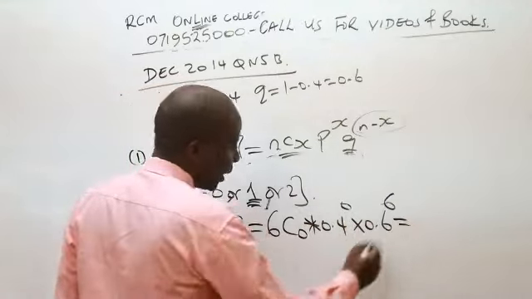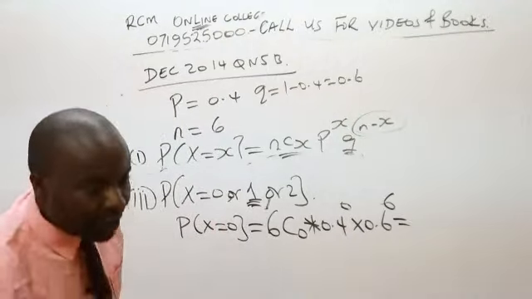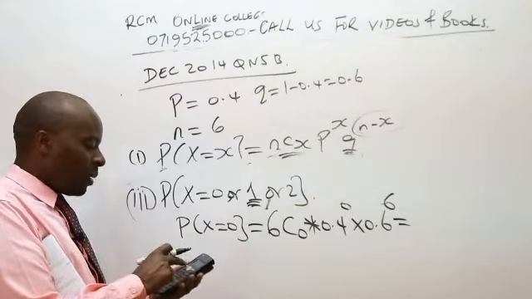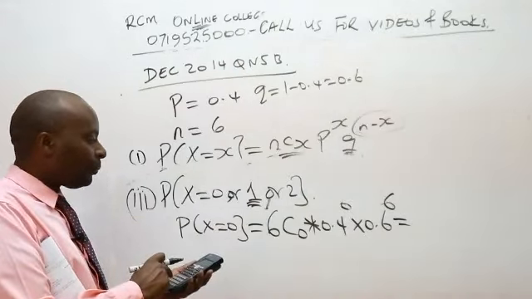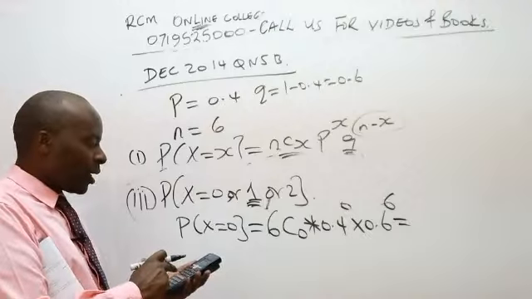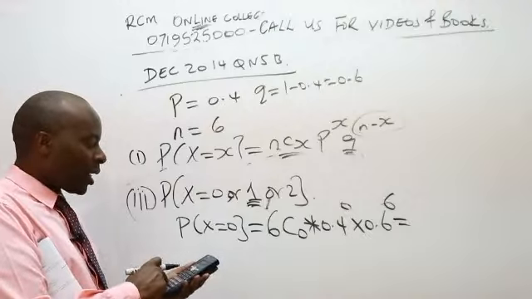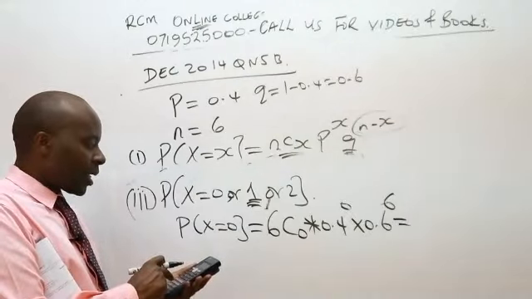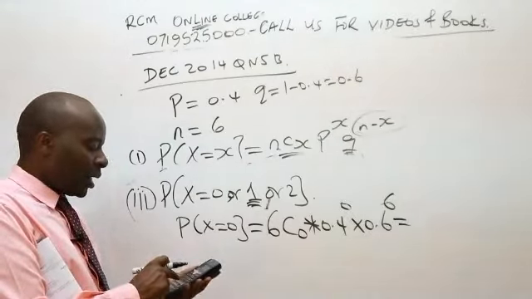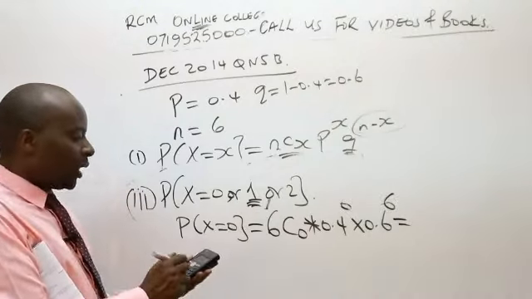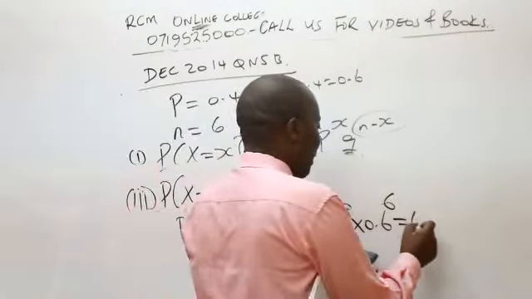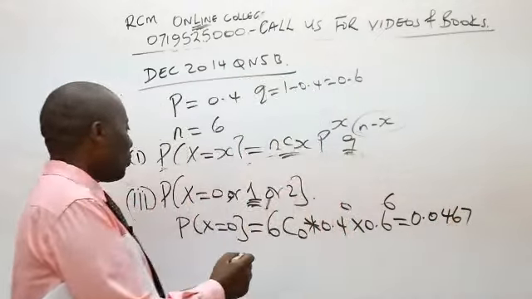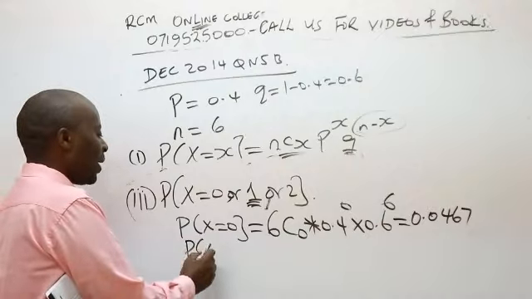So please get out your calculator and evaluate this. What will we get at the end of the day? It will be 6 combinations 0 times 0.4 raised to power 0 times 0.6 raised to power 6, which gives me quite a small probability, 0.0467.